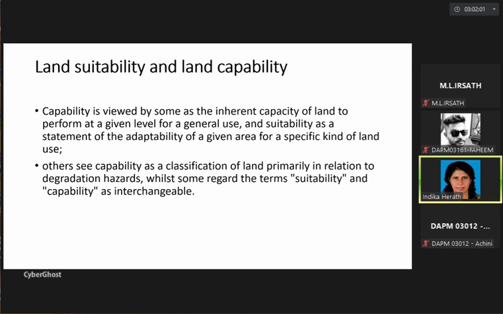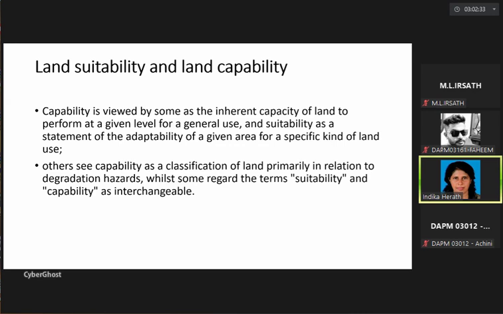Okay, yeah. So we have been talking about how we can characterize land to identify the use of land for various purposes. And one thing I want to highlight from the previous things that we discussed is land suitability and land capability. There was a question how we can differentiate these two. So that's why I added this one.